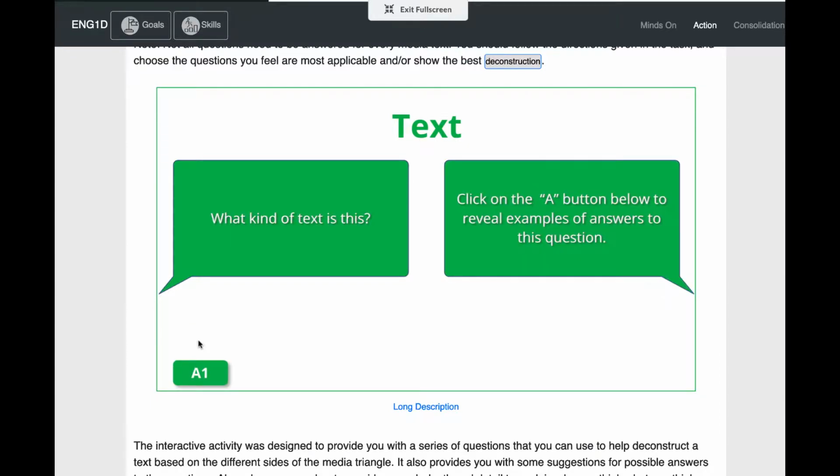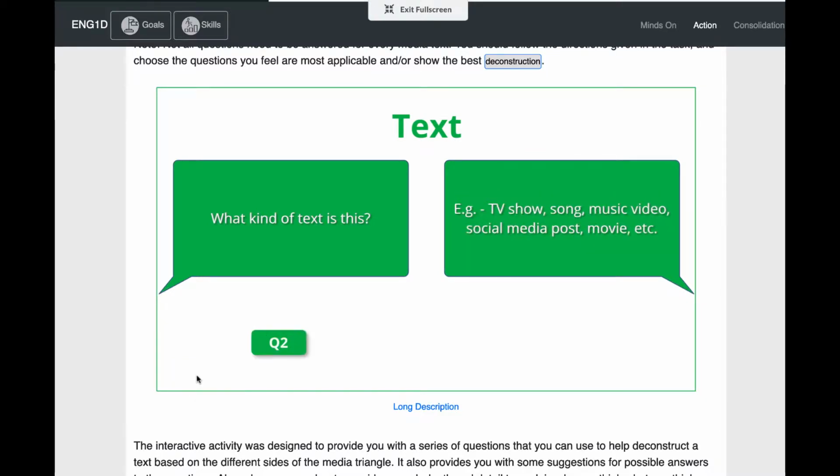So here's the question: what kind of text is this? And then we click A1 to get the answer. It's asking you, what type of media is this? Is it a TV show, a song, a music video, a social media post, a movie, etc.? When we say media text, we mean a media product of some kind.